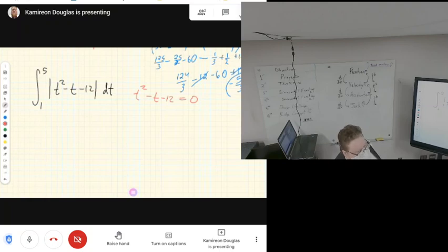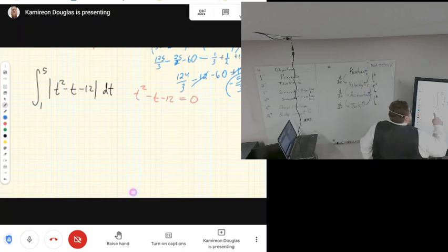Negative t. Right, you'd have t plus 3 and t minus 4, so it becomes negative 3 and positive 4. Sure. Okay. You had the right numbers.